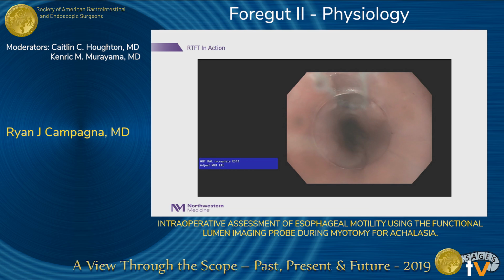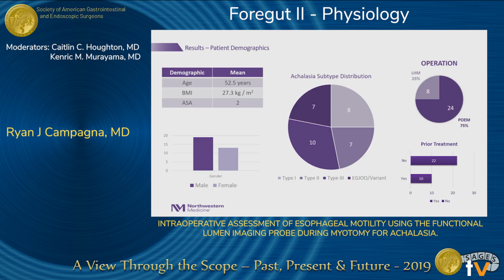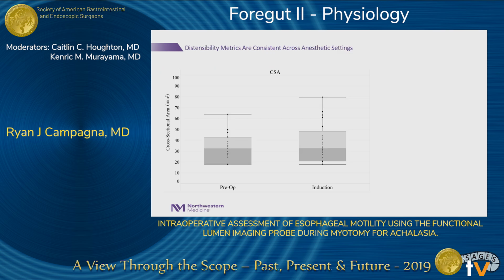And here's the endoscopic correlate. Our myotomy is oriented anteriorly here, and you can see the contraction, but it's not quite obliterating the lumen anymore. So here are the results. We studied 32 consecutive patients, 75% of which had a POEM, and we had all achalasia subtypes. Type 3 was the most common.